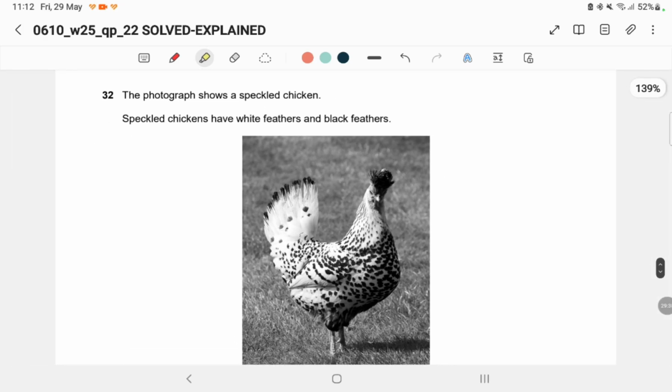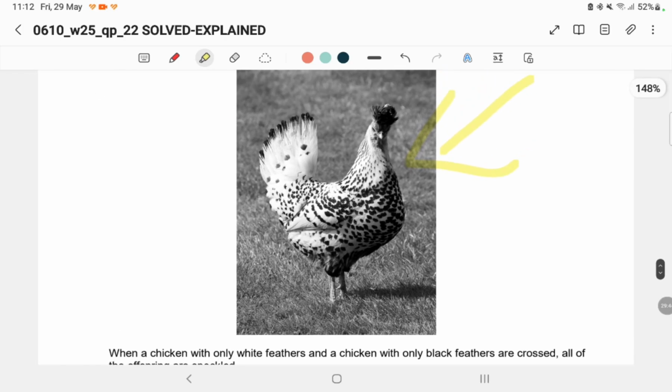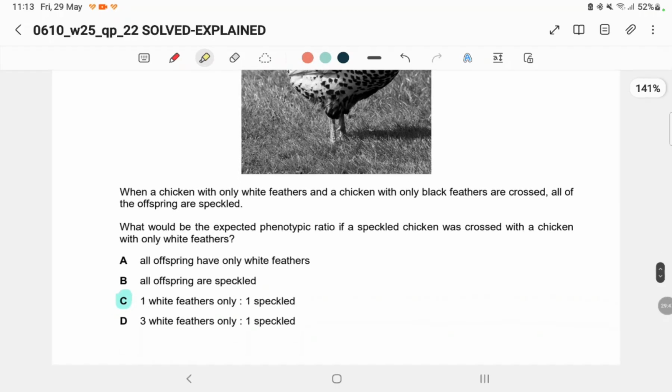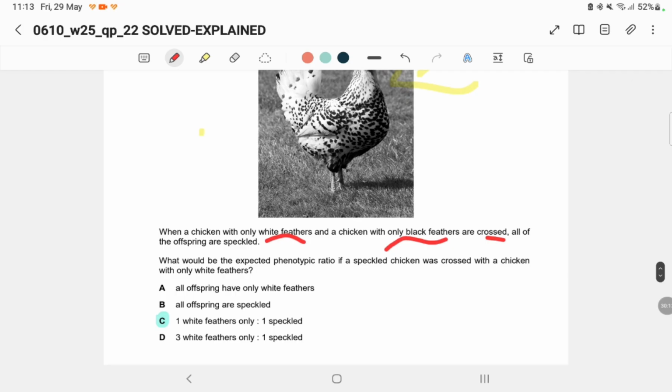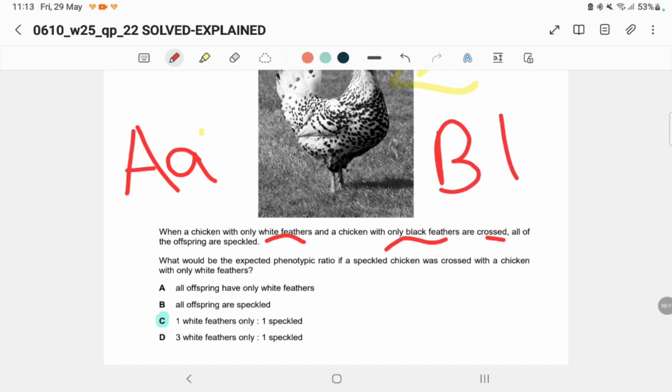Now this one: speckled chickens have white feathers and black feathers. This is known as a speckled chicken. It's telling you that when a chicken with only white feathers and a chicken with only black feathers are crossed, all of the offspring are speckled. Meaning that I'm not facing a recessive or a dominant, I'm facing a heterozygous case. Let the white feathers be A and A, and the black feathers be B and B.